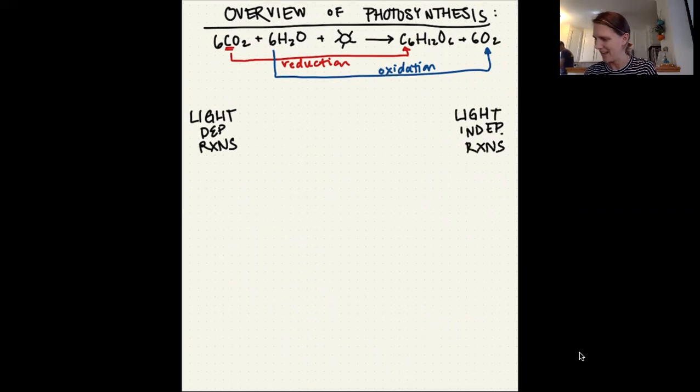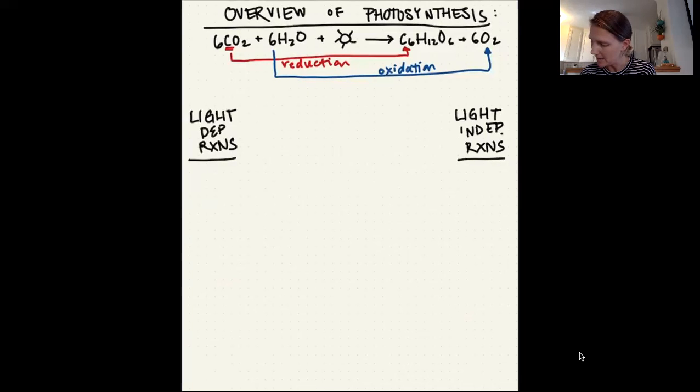And the light-independent reactions. All right, so let's just write about those first before we draw out the overview. So the light, let me get my notes. I don't have them here. We can just do it.